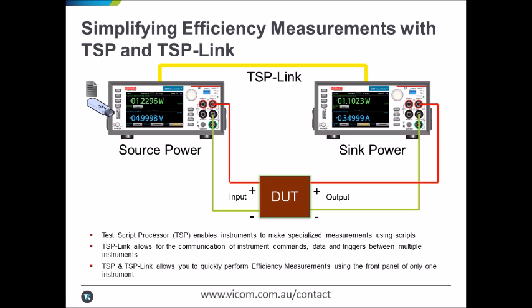TSP-Link is a technology that allows for the communication of instrument commands, data, and triggers between instruments that include TSP. Using TSP and TSP-Link, power efficiency measurements, which require two instruments to make, can be performed from the front panel of a single instrument and the power efficiency calculated and displayed automatically. Let me show you how.